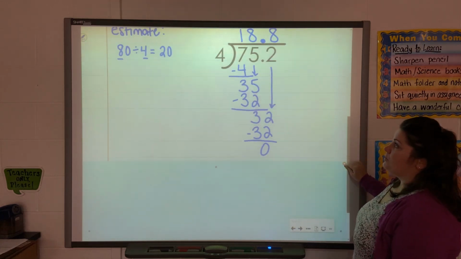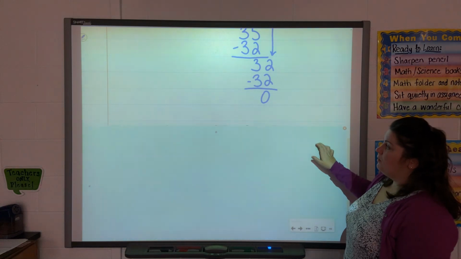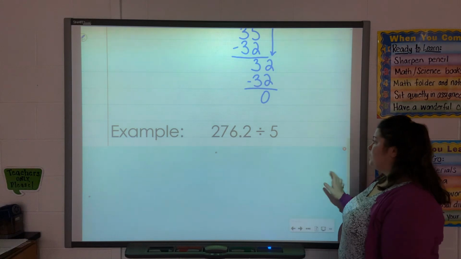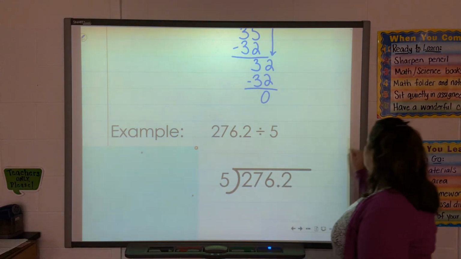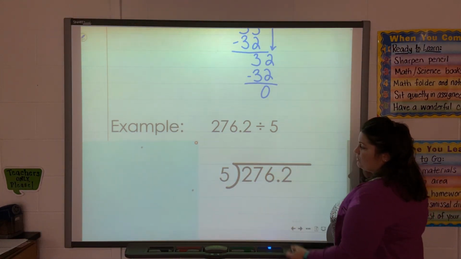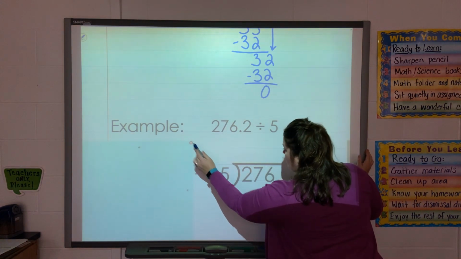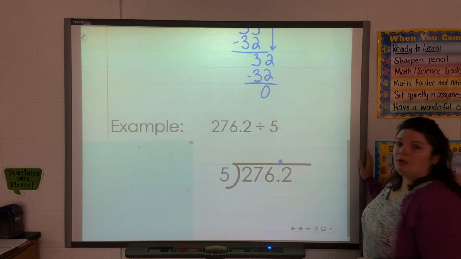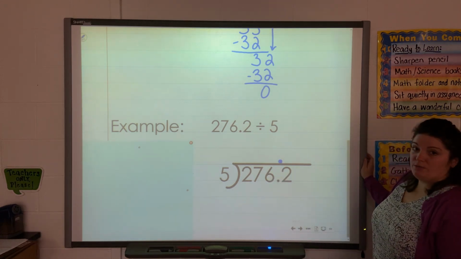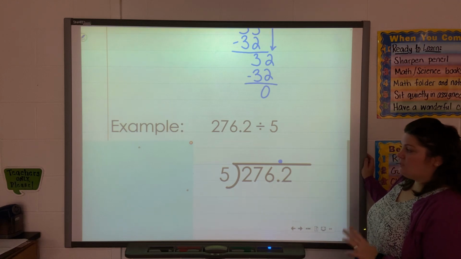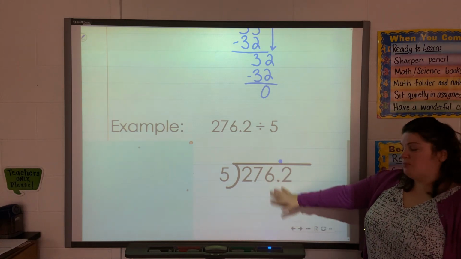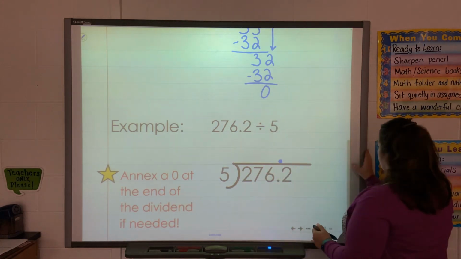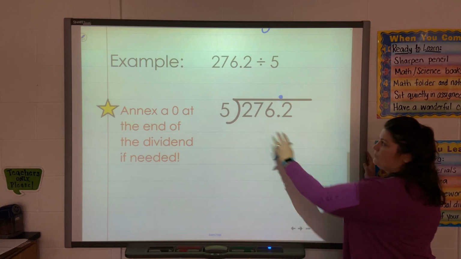Let's take a look at another example. We're going to find 276 and 2/10 divided by 5. So my first step is to take the decimal point and place it directly on top of where it was. Now I can ignore the decimal point and divide like normal. We're going to see as we get to the end of the steps on this one that we have to do something special. And there it is. But let's do the division.